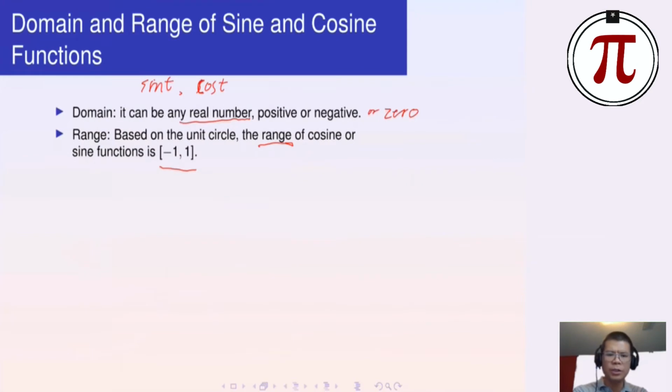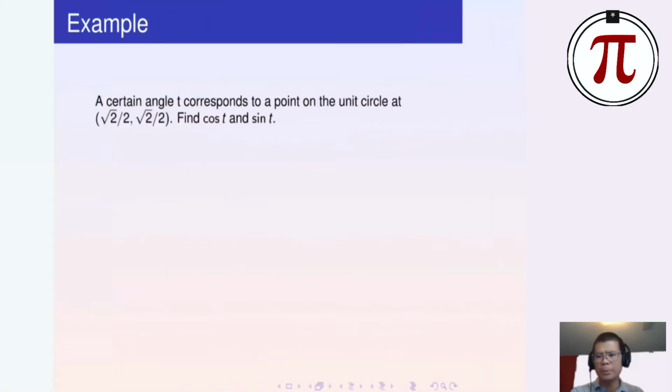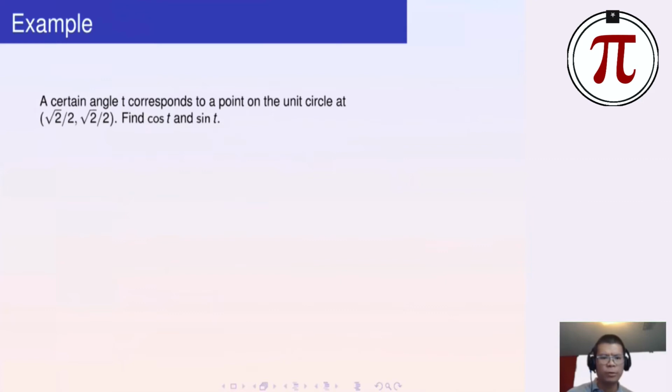So let's just consider an example here. Nick, can you read for us, please? Yes, a certain angle t corresponds to a point on a unit circle at the point square root of 2 divided by 2 and square root of 2 divided by 2. Find cosine t and sine t. Very good.